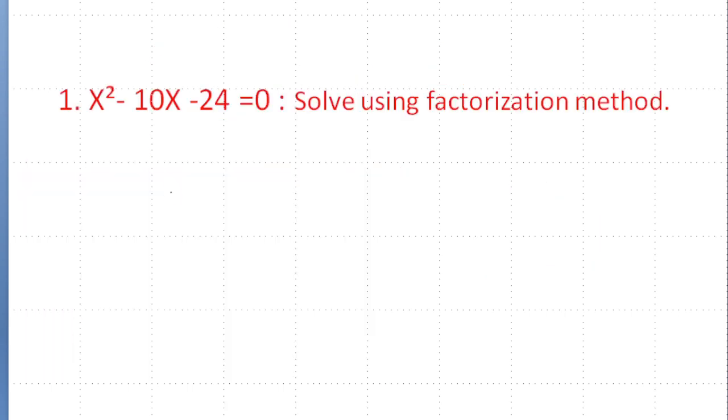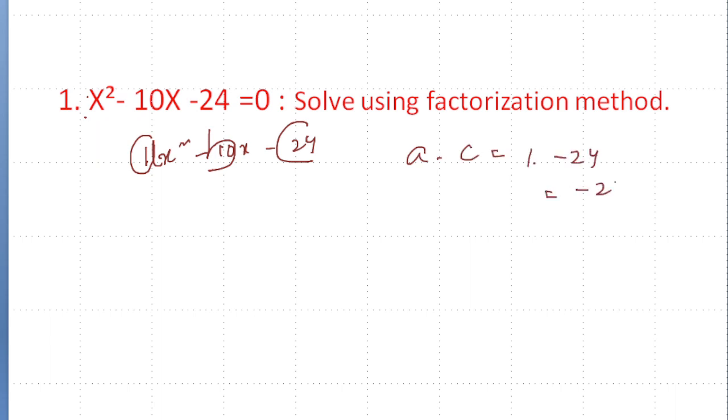So let's see using an example. See here, this is the factorization method. We will solve x square minus 10x minus 24. Here nothing is written before x square, which means 1 is there. So a is 1, b is minus 10, and c is minus 24. First find out a into c, which is 1 into minus 24, that is minus 24.